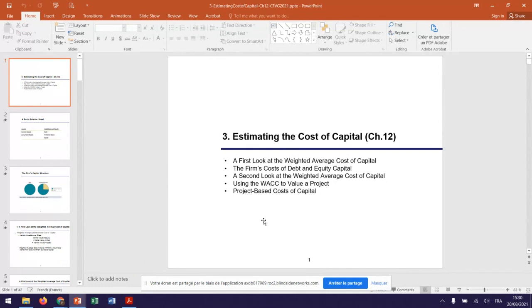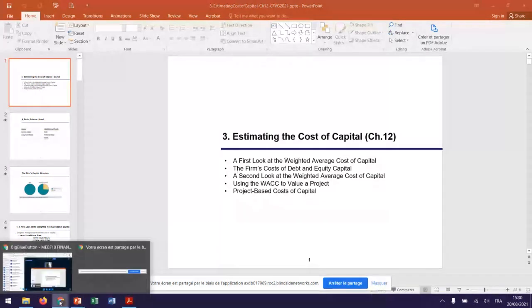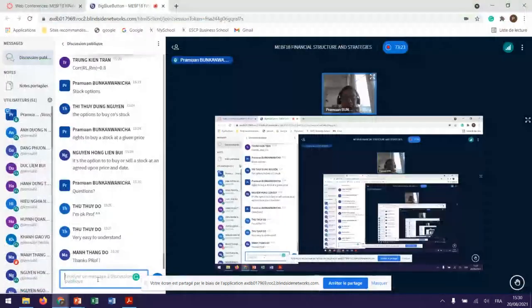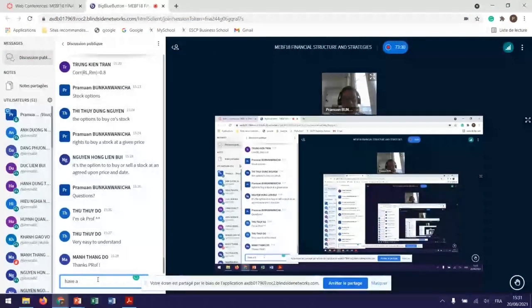What is the firm's cost of debt? What is the firm's equity cost of capital? We look at the weighted average cost of capital again, and how we're going to use the WACC to value a project, and so on. That is the content of chapter 12 that we're going to see together after the break. Let's have a break first. See you in 15 minutes.